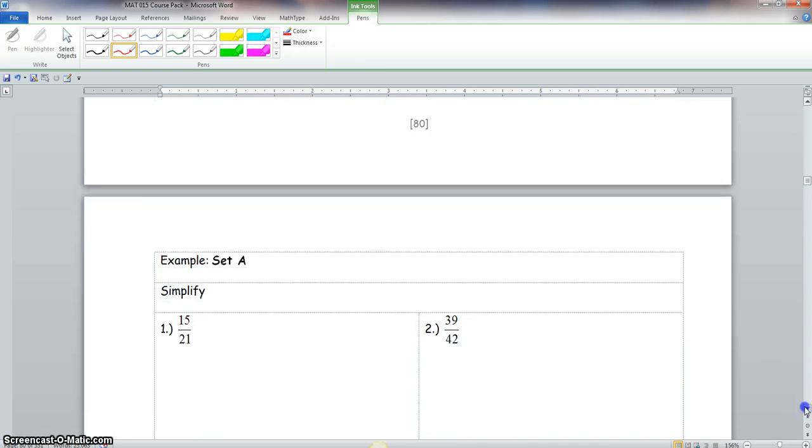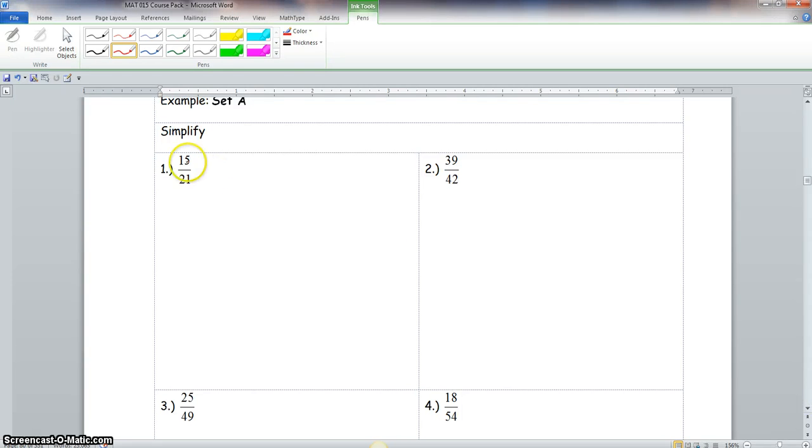Now we go down here to example set A. They want us to simplify 15 over 21. Now we've done the prime factorization of 15 before, which was 3 times 5. And we've done the prime factorization of 21, which is 3 times 7. So these threes simplify out, and our final answer is 5 sevenths.